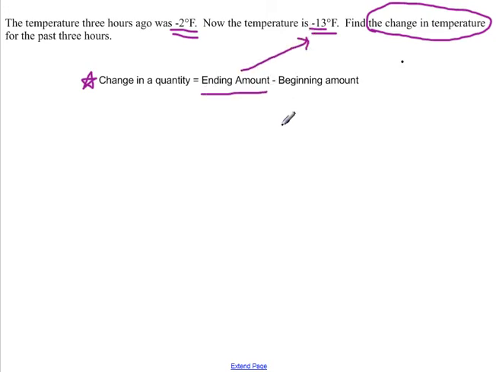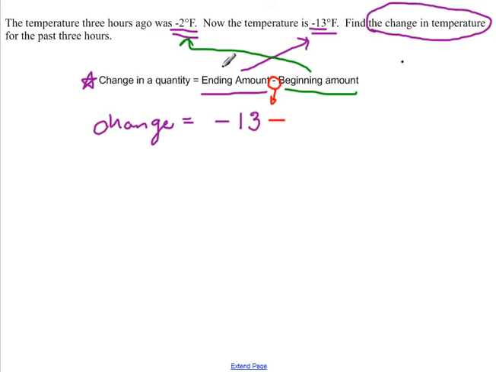It's negative 13 degrees. So the change is going to equal negative 13, okay? And then what are we going to be doing? We're going to subtract. So I want to be sure that I subtract. Okay, there's the subtraction. And I want to subtract the beginning amount. Well, the beginning amount, they told us 3 hours ago it was negative 2. So we're going to subtract negative 2 as my beginning amount.